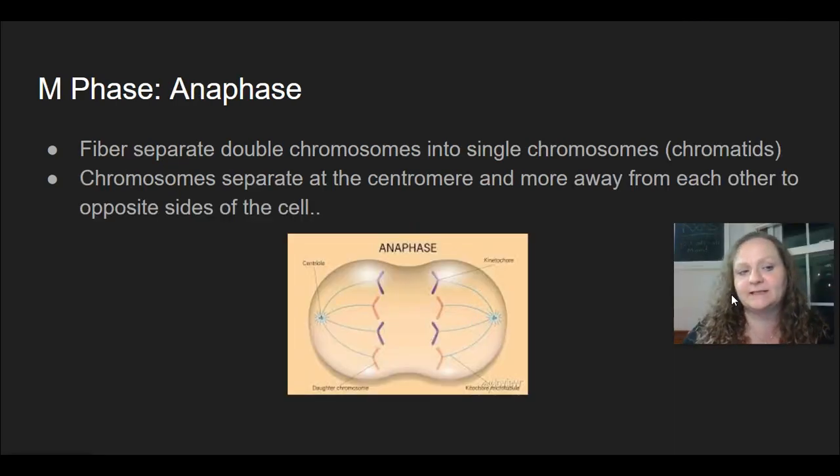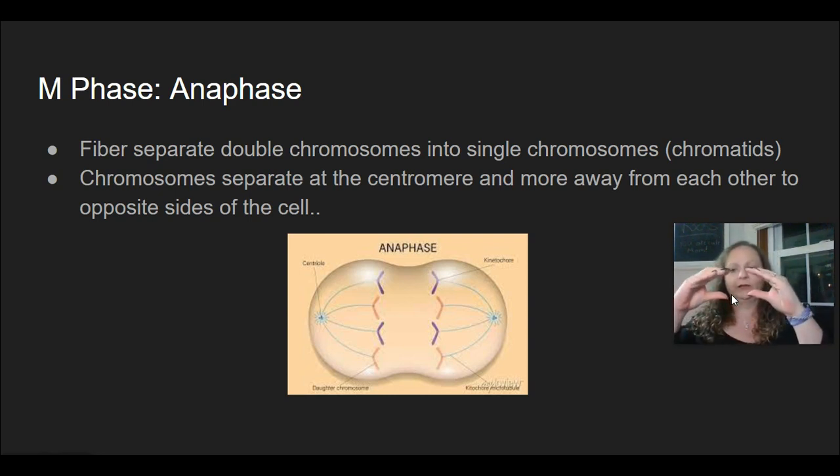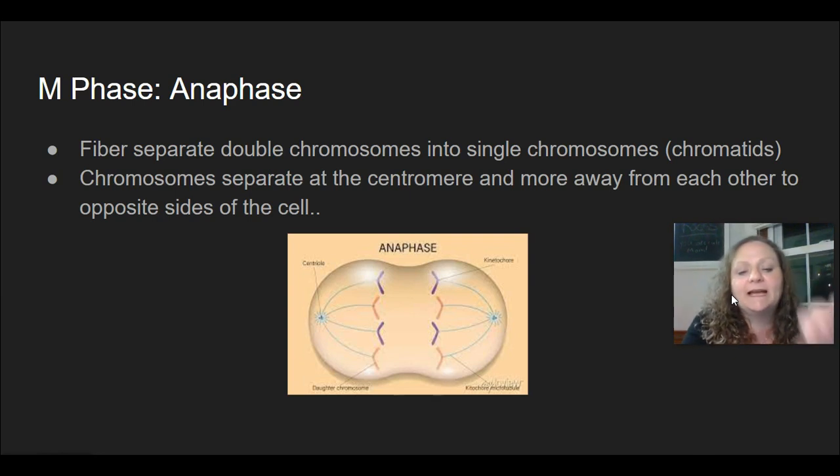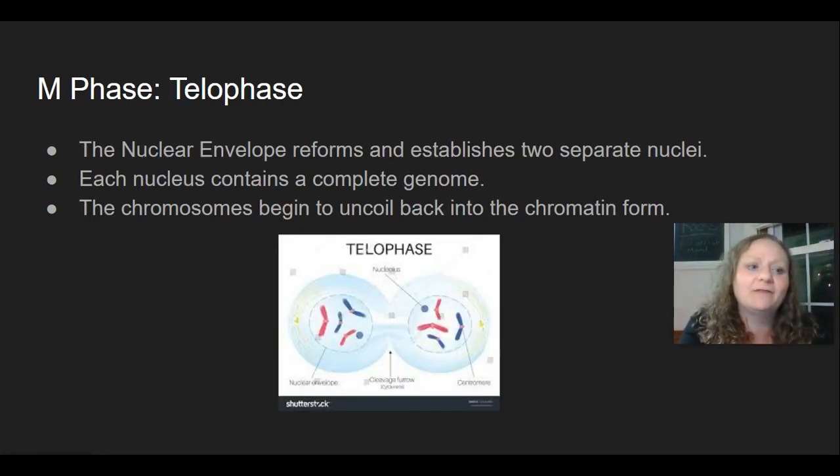During anaphase, these spindle fibers are actually going to start pulling the chromosomes away from each other. For me, anaphase, I always think of away. Anaphase means away. And so what you'll start to see is that your cell is going to start to elongate, start to become more oval, less round, and you're going to start to see your chromatids separate from one another and move to opposite sides of the cell. Anaphase, away.